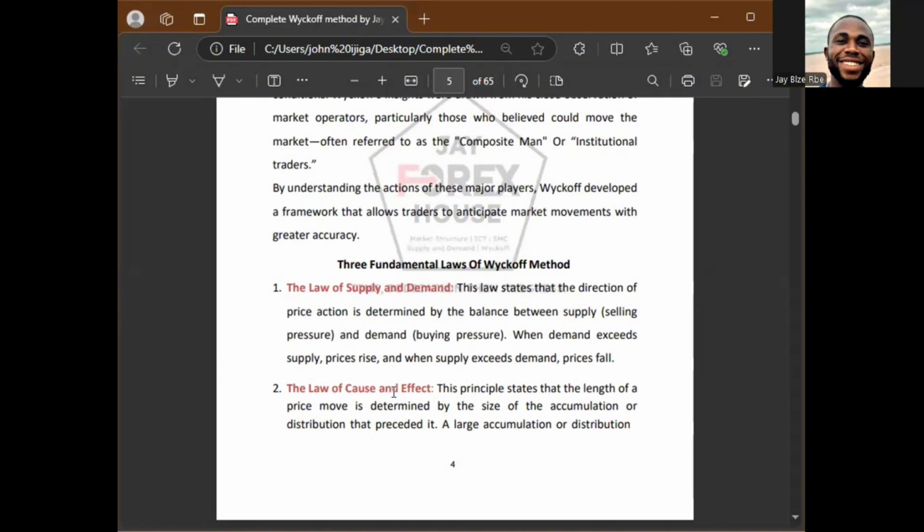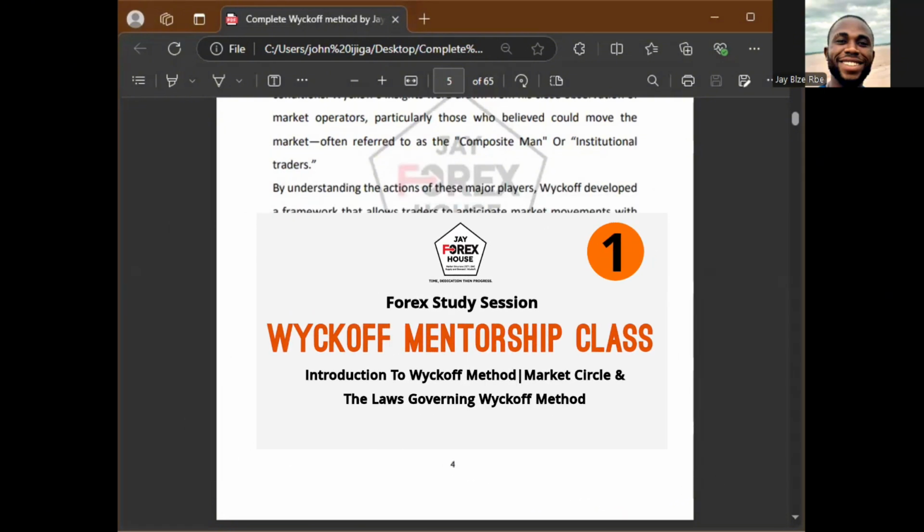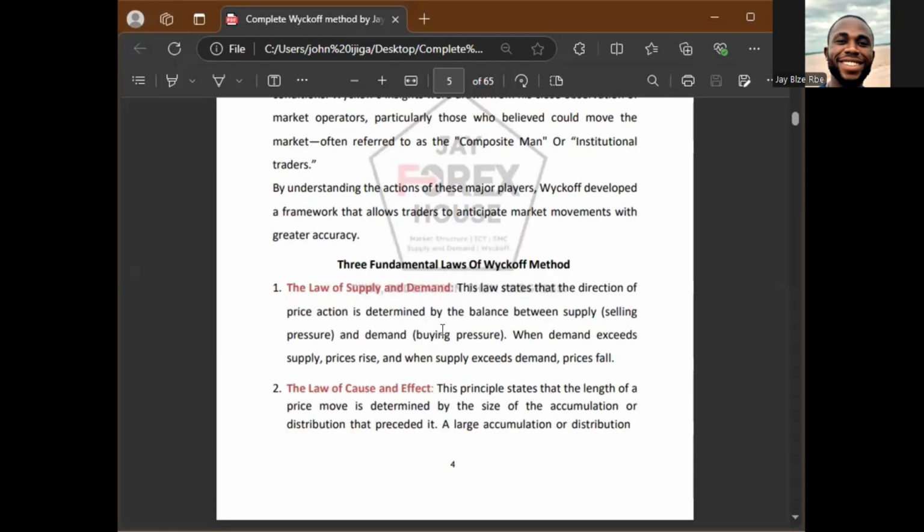So the law of cause and effect is one of the principles governing the laws of Wyckoff and how it works. I was supposed to start from the law of supply and demand, but I noticed I did a breakdown of this already on episode 1. And if you want more insight on how supply and demand works, you should go to episode 1 of this Wyckoff series and watch that. It gives you a lot of insights into how to look for supply and demand zones and also how they are represented in terms of Wyckoff.